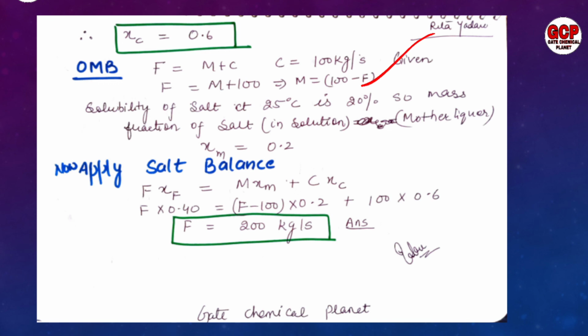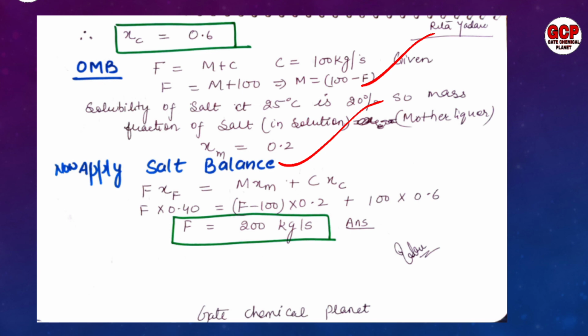The solubility of salt at 25 degrees Celsius is already given, so the mass fraction of salt in the mother liquor is known. The solubility of salt at 25 degrees is 20%, so the mass fraction of salt in the mother liquor is xm, and xm equals 0.2. So now we have all the values: we have xc, xm, xf. So we can easily write down the salt balance equation.